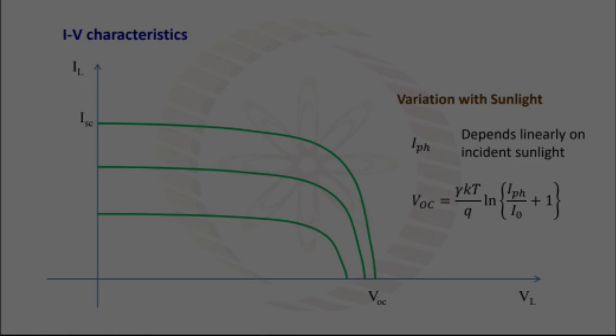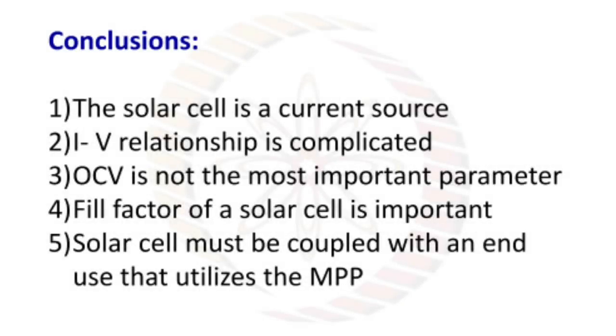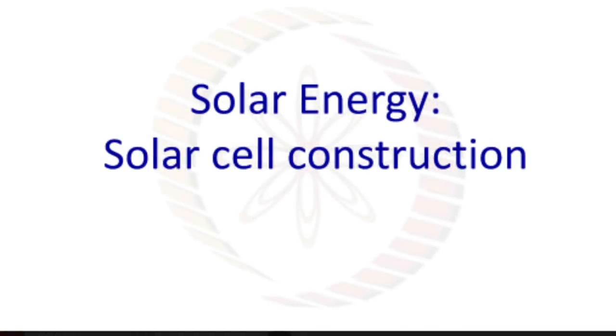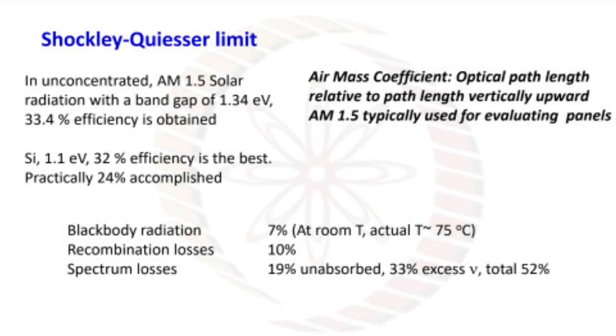Now some conclusions are given: a solar cell is a current source, the IV relationship is complicated, and VOC is not the most important parameter. The fill factor of a solar cell is important. A solar cell must be coupled with a load that utilizes the MPP, the maximum power point. Now we have to see solar cell concentration, that is, the Shockley-Queisser limit.